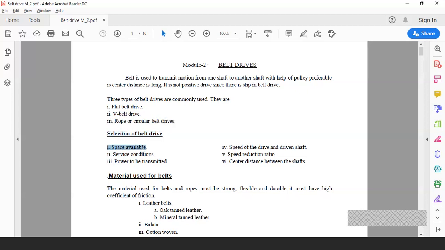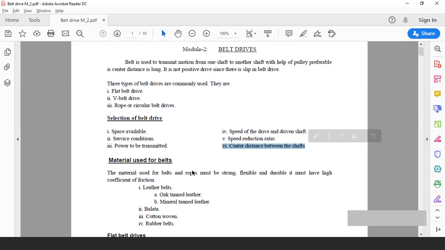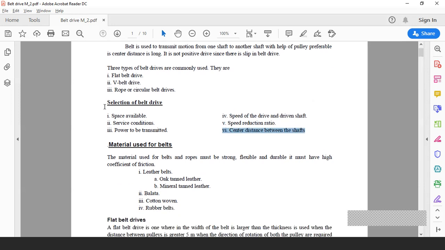The selection of belt drive, either flat, V, or rope drive, depends upon the following factors: availability of space, service condition, under what circumstances the drive is to be used, and the amount of power to be transmitted, whether small, moderate, or large, speed of the drive, whether low, medium, or high, reduction ratio, and center distance between the shafts. Based upon these parameters, the preferred belt drive is used, either flat, V belt, or rope drive.